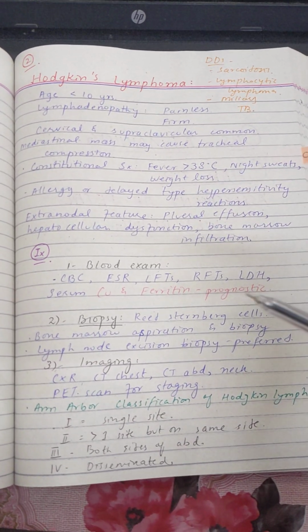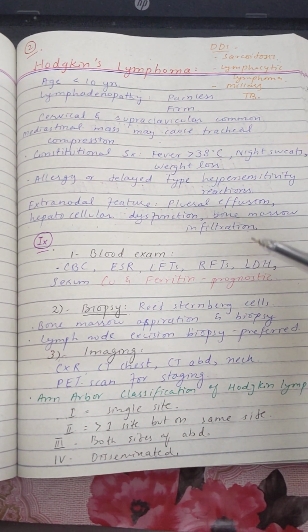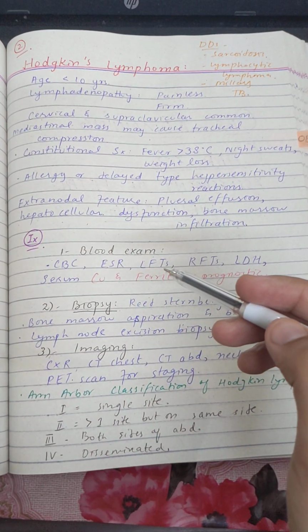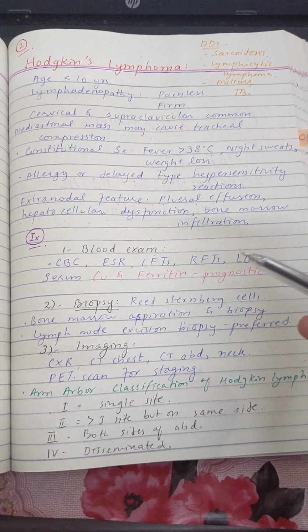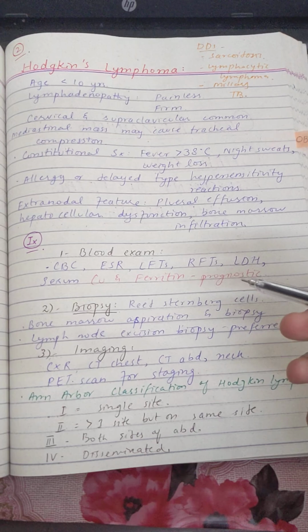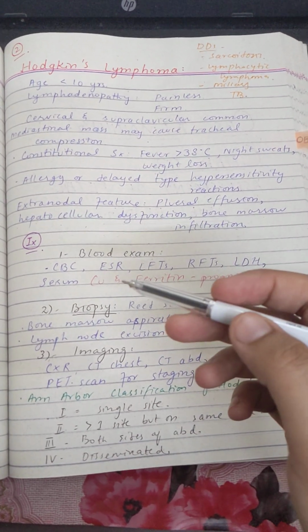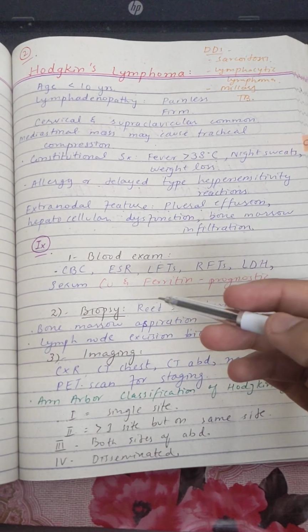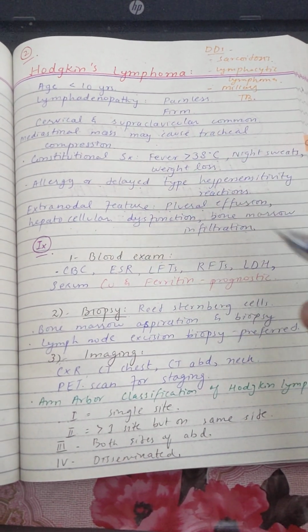Okay, so what are the important investigations to identify a case of Hodgkin lymphoma? These include blood examinations including CBC, ESR, LFTs, RFTs, serum LDH, serum copper, and ferritin. And this will tell the prognosis of the disease if the serum copper and ferritin are increased. So we also do serum copper and ferritin in a child of Hodgkin lymphoma.